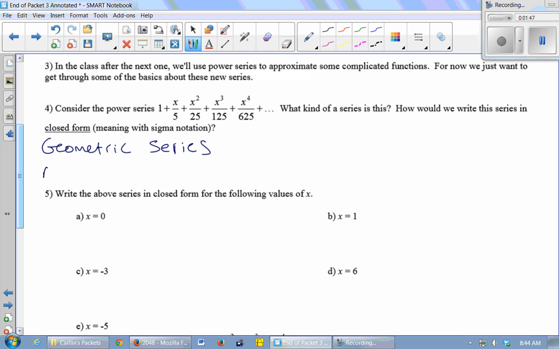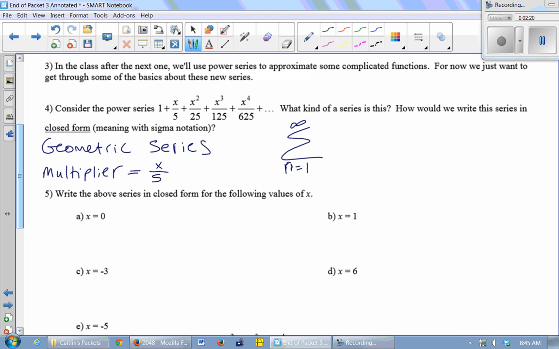And my multiplier, we'll call it R now because there's already x's in there. So my multiplier, we'll just call it the multiplier, x over 5. All right, so if I wanted to write this thing in sigma notation, another word for that is closed form, I would write the sum from n equals 1 to infinity.